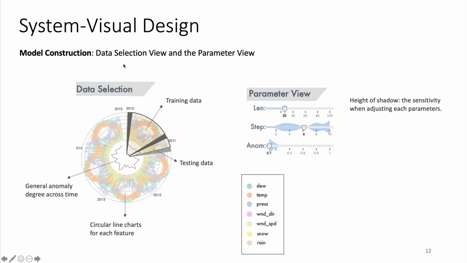For model construction, users first use the data selection view to select the training and testing data, respectively. We display each raw time series across a circular timeline. For the parameter view, we display a list of parameters for setting the forecasting models and the anomaly detection algorithm.